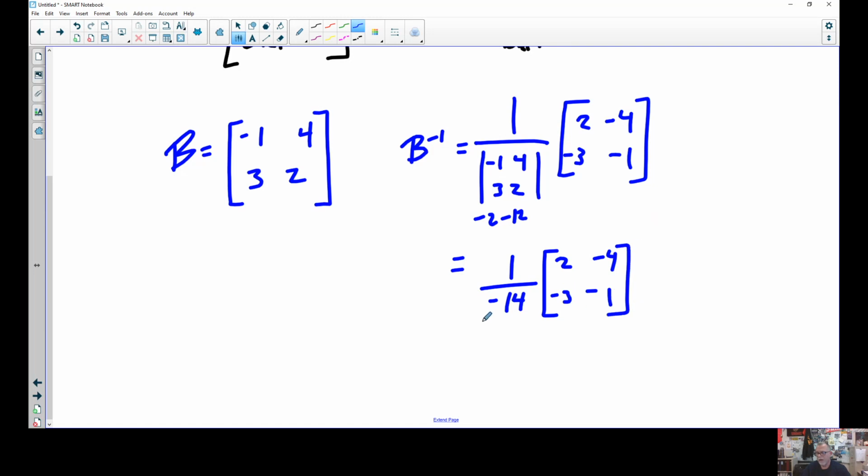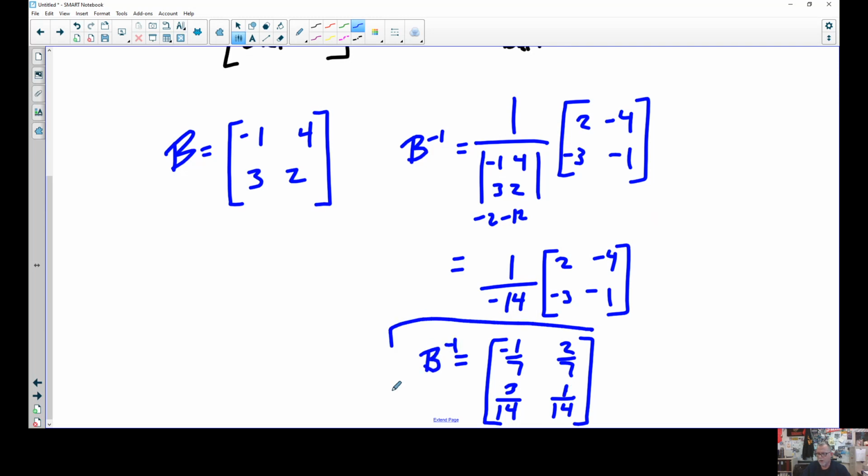Now, if you're just asked to find the inverse, I want you to multiply this out. All right, so I want you to distribute this. Don't leave it this way. Fully simplify. So -1/14 times 2 is going to be a -2/14, which reduces to a -1 over 7. -1/14 times a -4 becomes positive, and it's 4 over 14, which is 2 over 7. On the bottom, negative times a negative makes a positive, and that just stays 3 over 14. And negative times a negative makes a positive, and that is 1/14. So this would be my B inverse.